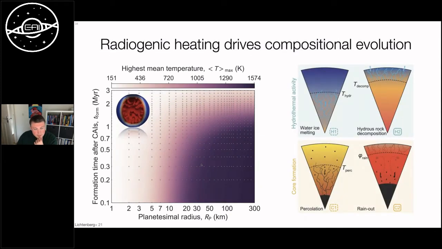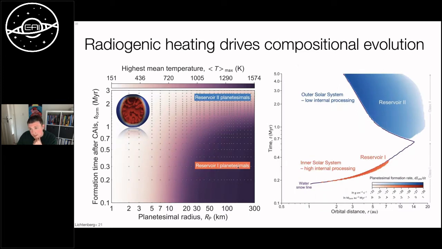Now, this is important in two aspects, namely water-rock interactions, shown here at the top, and core formation. So basically the buildup of metallic cores in planetesimals and what we measure today as meteorites. So if we bring this back to this initial buildup scenario, you immediately see by matching by eye these timescales that reservoir 2 planetesimals probably experienced low internal processing.